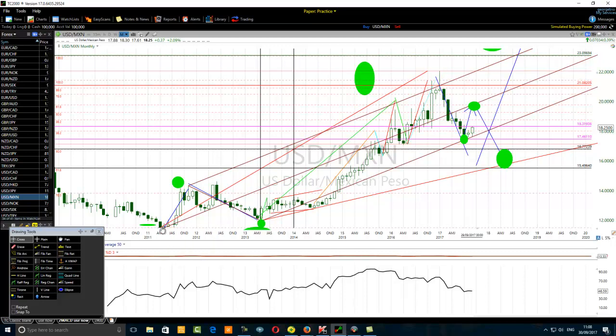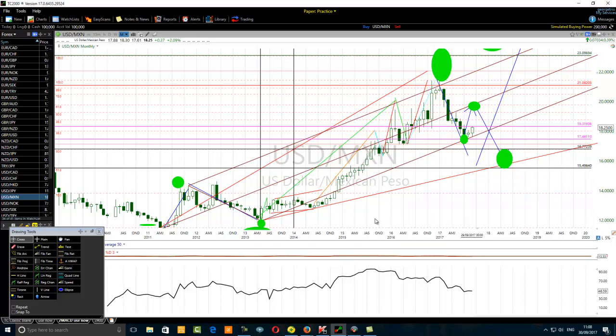So we apply Fibonacci retracement from the beginning of the trend to the end of the trend, and we highlight the 50%, 61.8% Fibonacci retracement level. This is the zone here, right here, and this is again another hot spot trading zone.